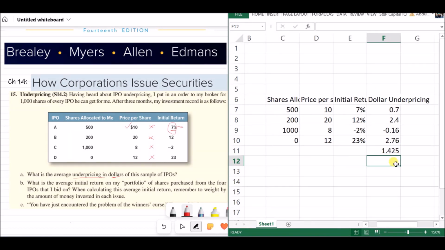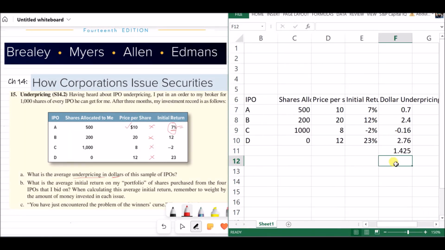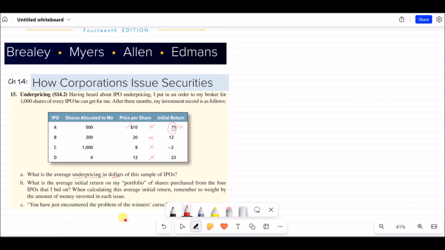So this is the average underpricing from all these IPOs. So this is our first requirement. Let's get back to our second requirement. What is the average initial returns on a portfolio of shares purchased from 4 IPOs that I bid on? When calculating these average initial returns, remember to weight by the amount of money invested in each share.